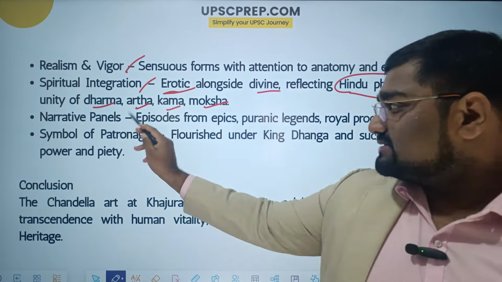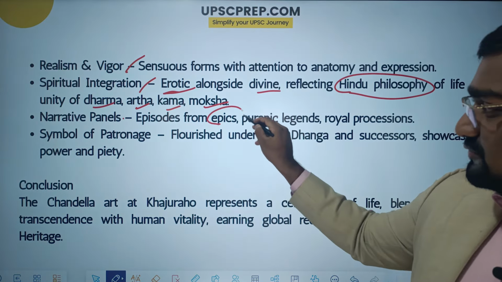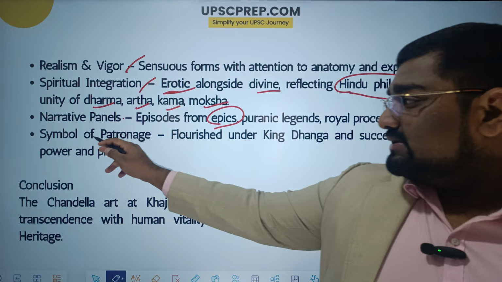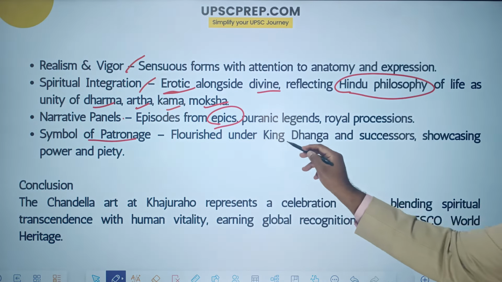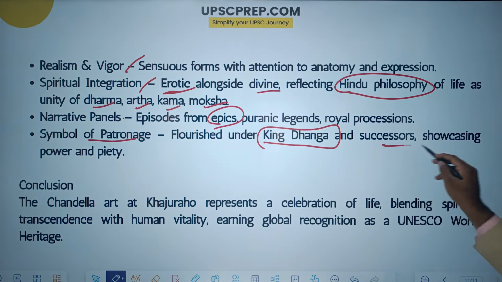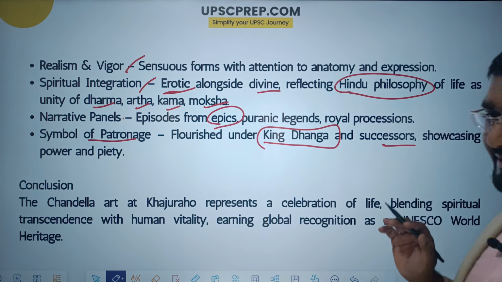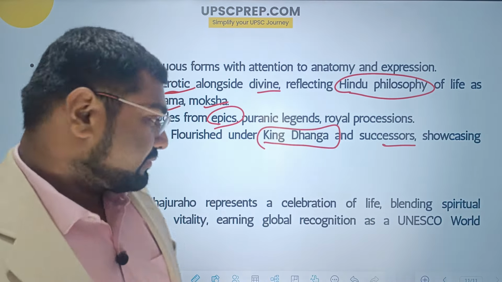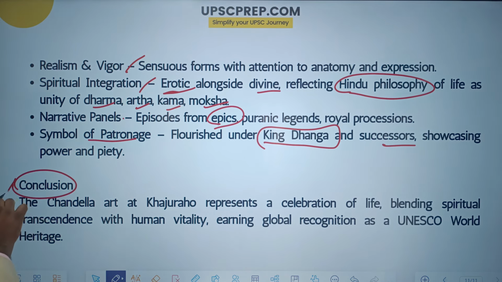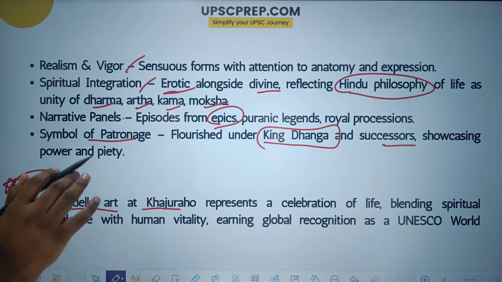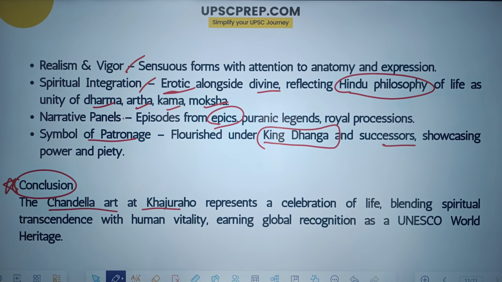Then the narrative panels which mention episodes from epics like the Mahabharata, symbol of patronage, flourished under king Dhanga and successors, right? So you can mention the examples as such. Now conclusion, keep it very simple. If you are not able to understand anything, just write the example and the Chandela art form associated with it, right? So Chandela art at Khajuraho represents a celebration of life, blending spiritual transcendence with human vitality.